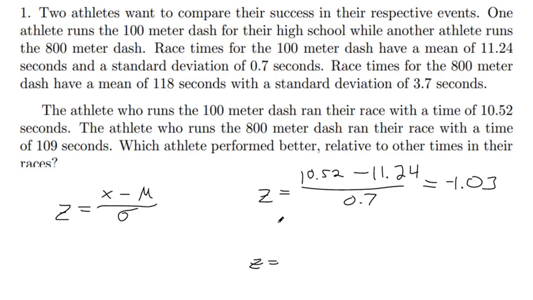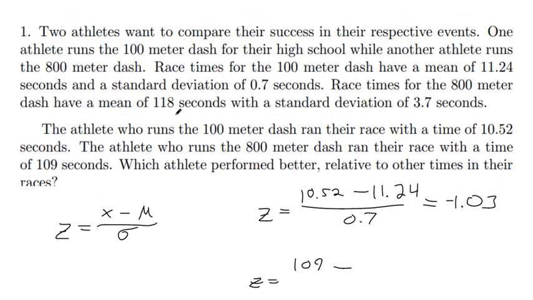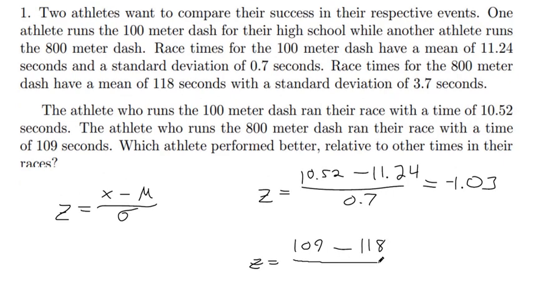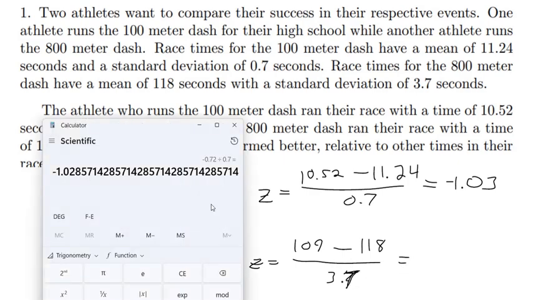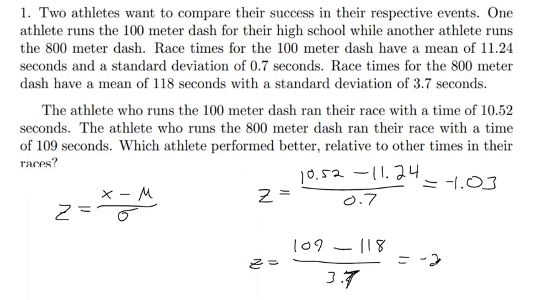And now let's do the same thing for the 800-meter dash person. Their time was 109 seconds. The mean time for the 800-meter dash is 118 seconds. And then divide it by 3.7. Okay, so 109, subtract 118, hit enter, and then divide 3.7, so negative 2.43.